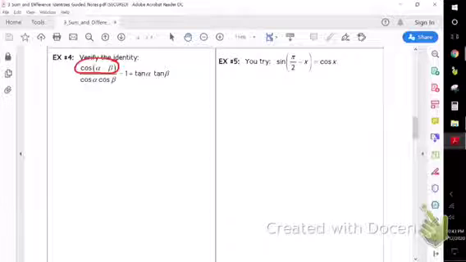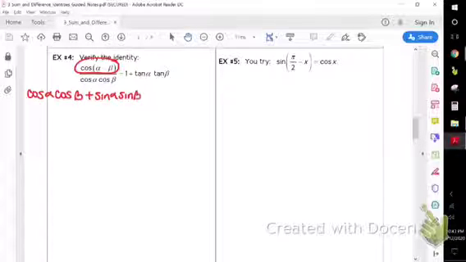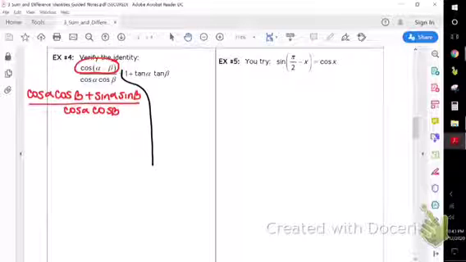Alright, so cosine of alpha minus beta. We know our identity says this is cosine of alpha cosine of beta plus sine of alpha sine of beta. And then this is all going to be over that cosine of alpha, cosine of beta. Okay, so all I've done here is I just expanded what I circled there in red.